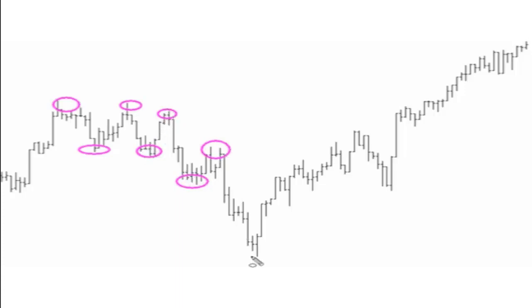Market runs down, comes down here, creates a trough, comes back up, and creates a bit of a peak through there, pulls back down, now creates a higher trough, comes back up, creates a peak, comes back down, creates a trough, comes back up, creates a peak, comes back down, creates a lower trough, then comes back up and creates a higher peak.